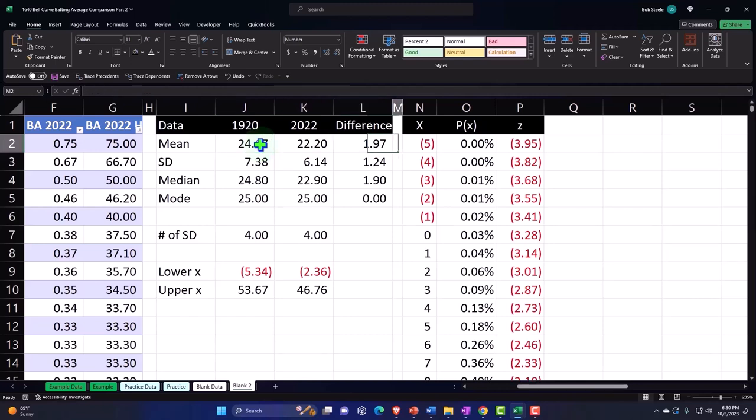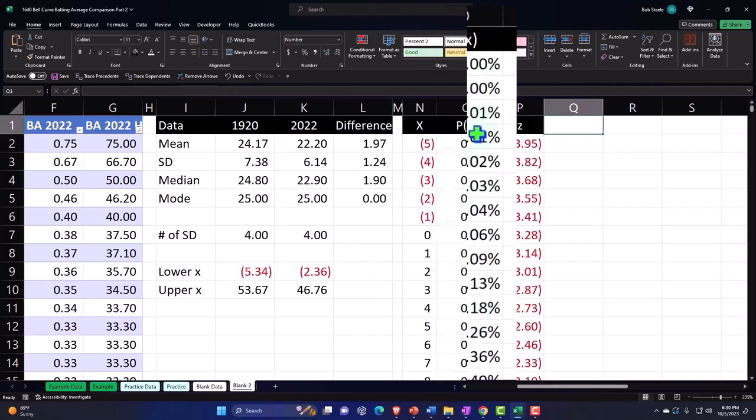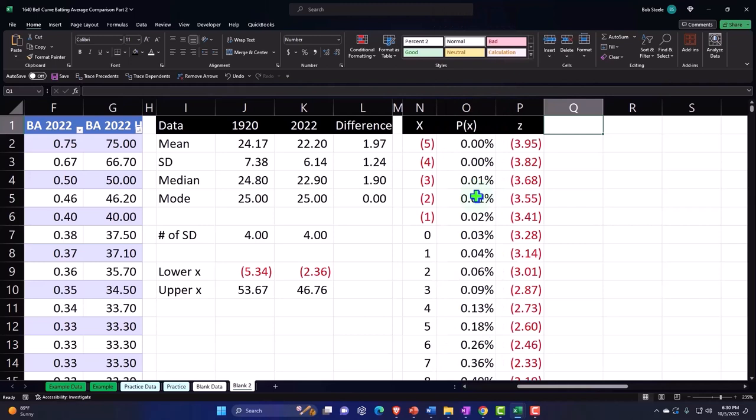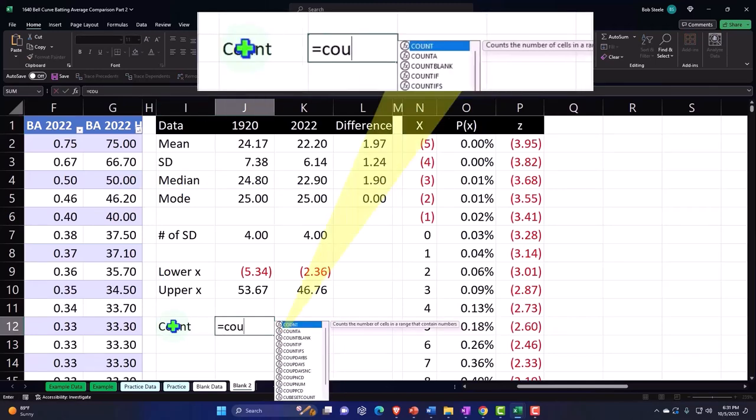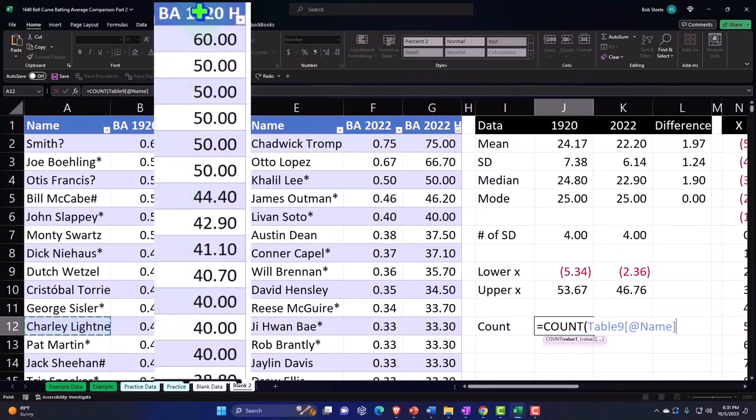So then we can also take a look and try to compare this to our actual data. So what I'm going to do now is pick up our actual data to compare to the actual data. We could take these percentages and multiply them times the count over here. Let's calculate the count. The count equals count. And then I'll take my data for 1920. So it's just going to count all of the data and enter.